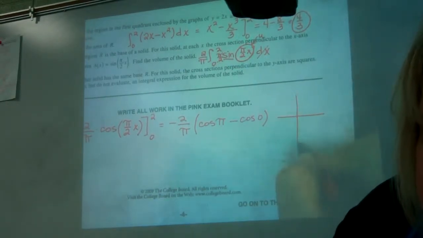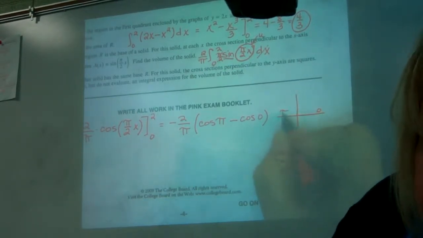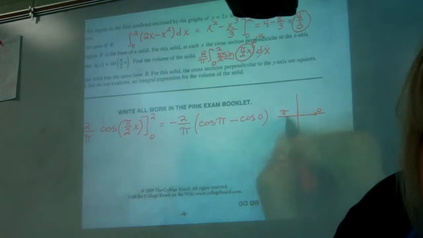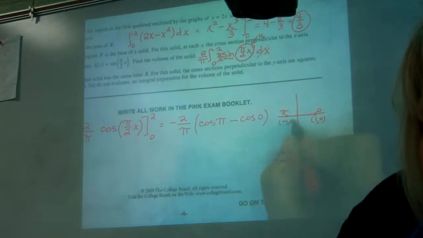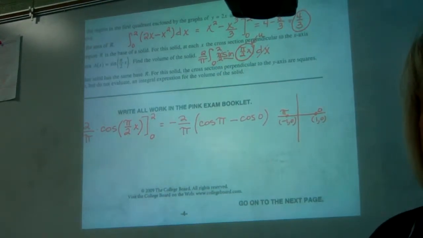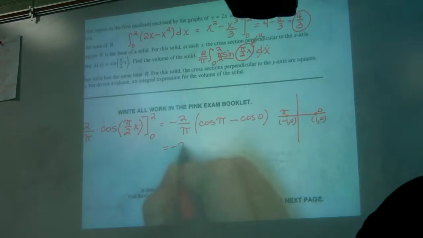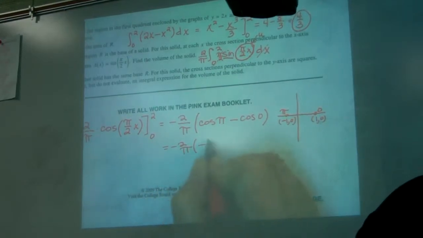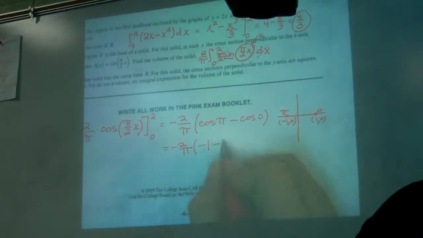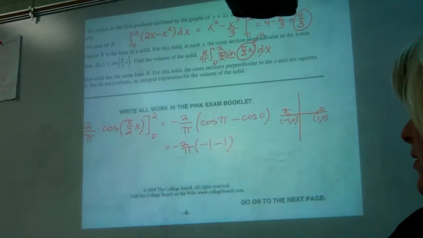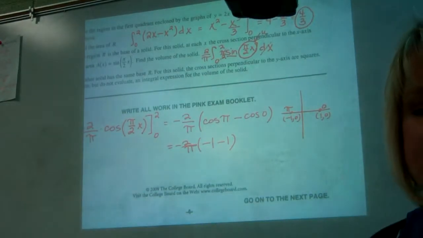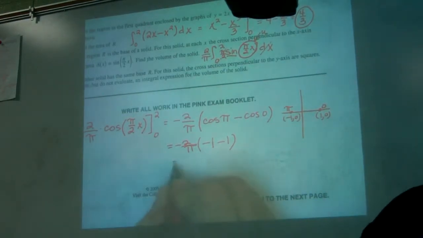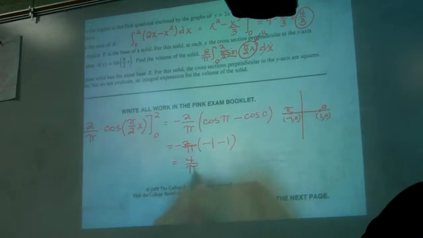Okay, so the cosine of pi and the cosine of 0. So 0 and pi are both on the x-axis. 0's over here, pi's over here. This would be at 1, 0, and this would be at negative 1, 0. And cosine's the first number. So the cosine of pi is negative 1. The cosine of 0 is 1. So we have negative 2 over pi times negative 2. So that would be positive 4 over pi.